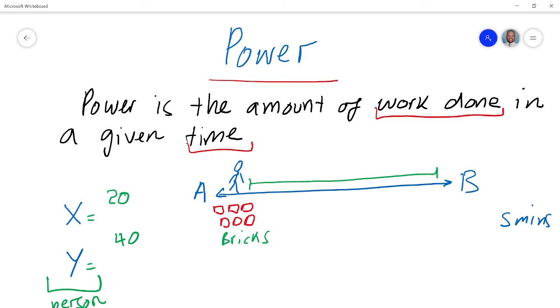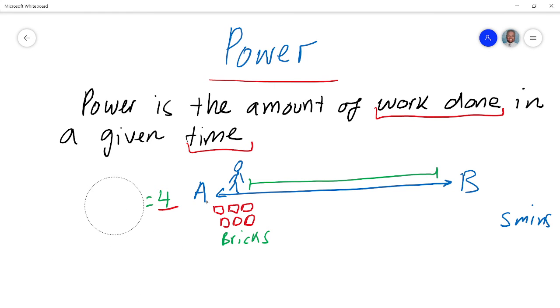So you can say here, it took 20 bricks within 5 minutes for person X and 40 bricks within 5 minutes for person Y. If you look at it here, the amount of input within a given time, you can say that Y is way more powerful than X because he's lifted 40 bricks from point A to point B within 5 minutes. Now let's look at this simple concept and break it down to its basic formula involving power.